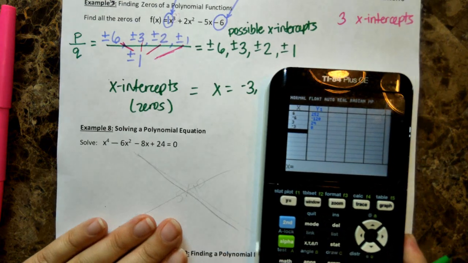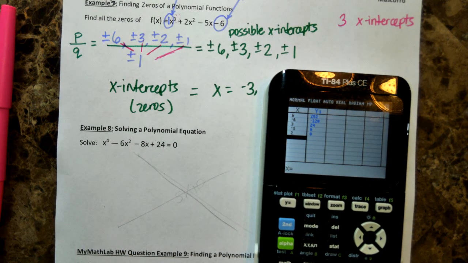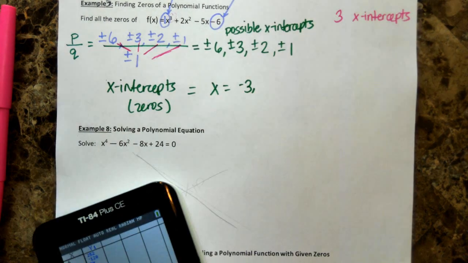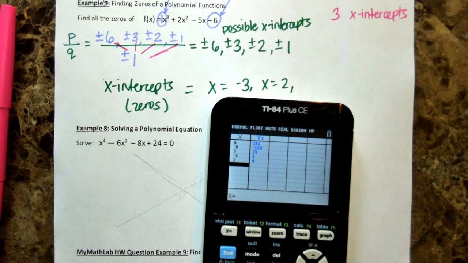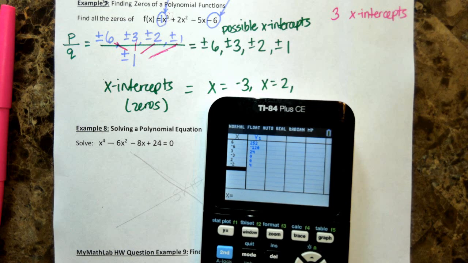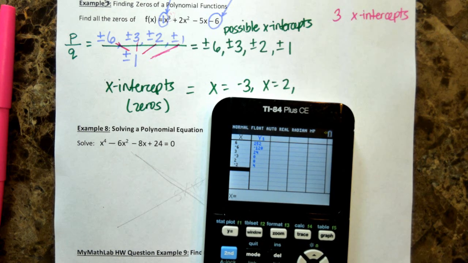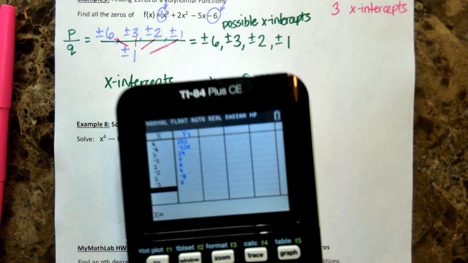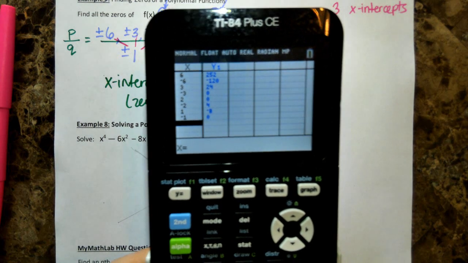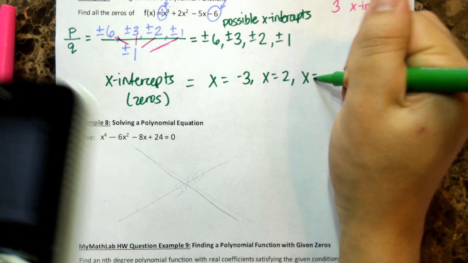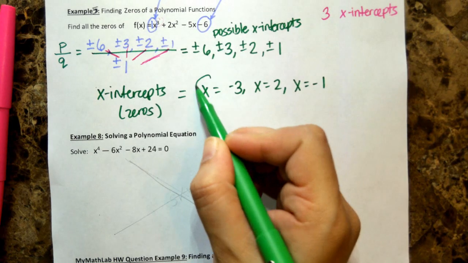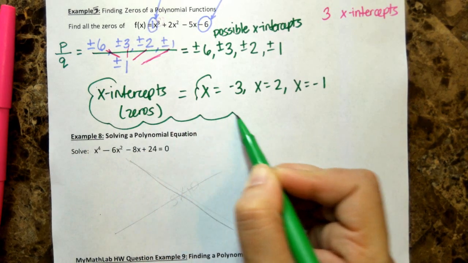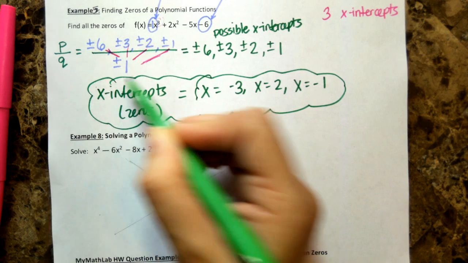Let's try positive 2 now. When x is 2, the y value is also 0. So that's also an x-intercept. When x is negative 2, the y value is not 0. When x is 1, the y value is not 0. When x is negative 1, the y value is 0. So those are my 3 x-intercepts. And I know that I have found all of the x-intercepts because there's 3 of them. Let me circle the whole answer. And there's our answer.